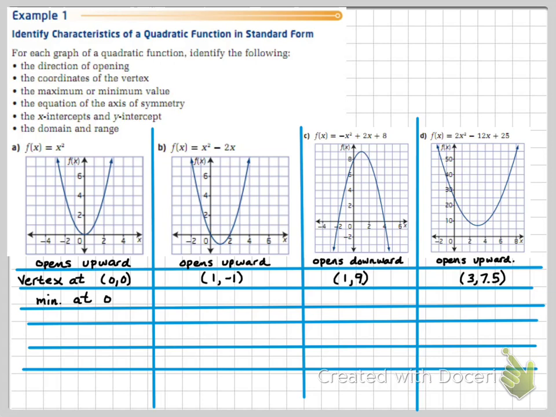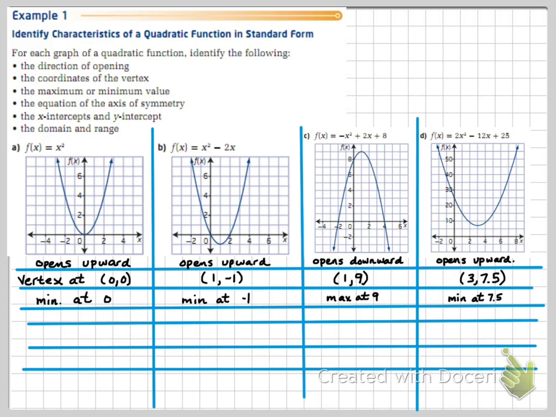For each graph, is there a maximum or a minimum? Well, the first has a minimum at 0. The next one has a minimum at y equals negative 1. It doesn't go any lower than that. The third one is going to have a maximum this time at y equals 9. Can't get any higher than that. The last one is going to have a minimum at 7.5.